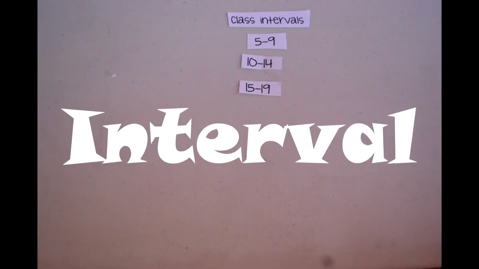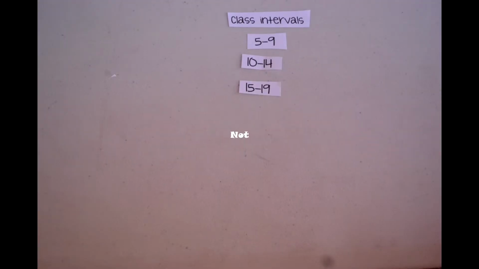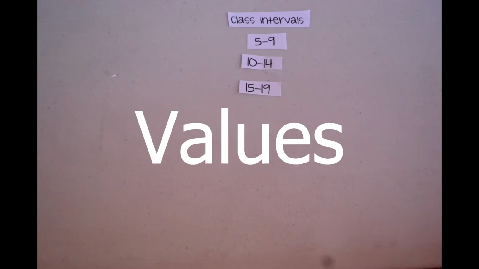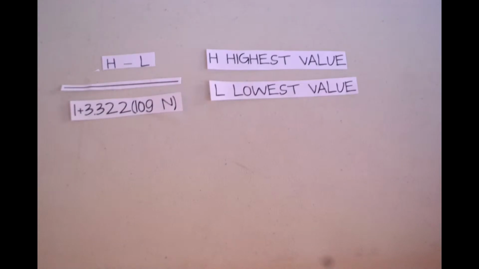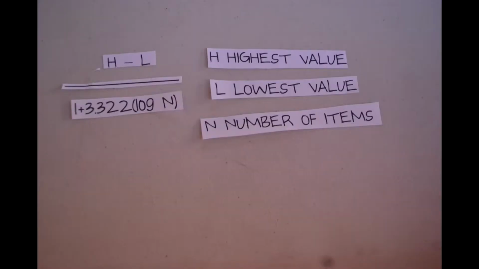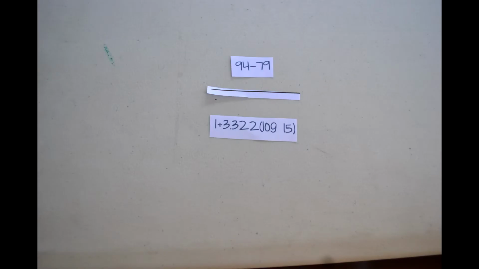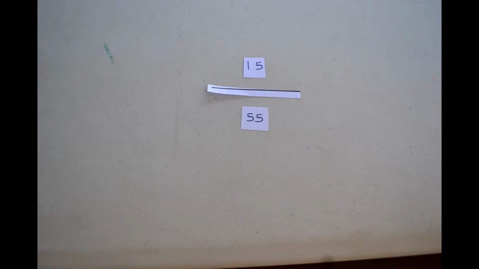The first thing we need to do is to find the interval. Interval data are numeric data in which we know not only the order, but also the exact differences between the values. It can be solved by using this formula: H minus L divided by 1 plus 3.322 times logarithm of n. H is the highest value while L is the lowest value, and n is the number of items in a given set. 94 minus 79 is 15, and 1 plus 3.322 times logarithm of 15 is 5.5.